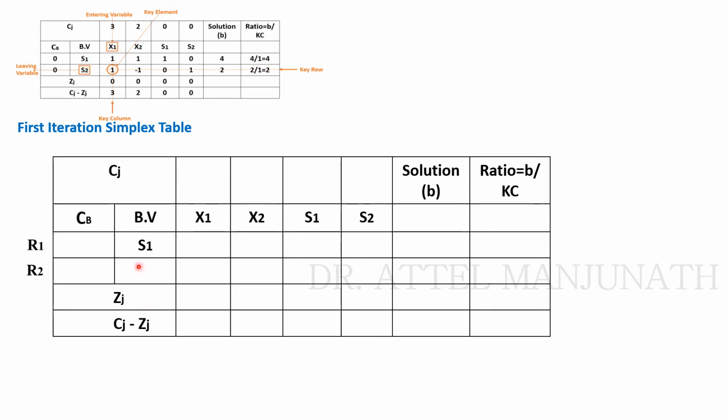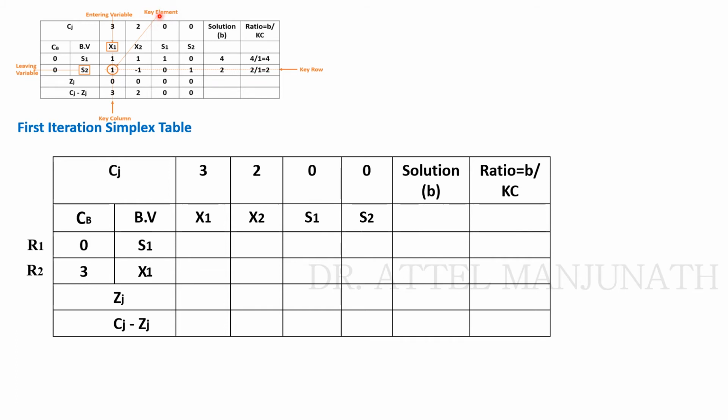So now we need to replace s2 by this x1 here. So now this becomes the entering variable for the first iteration, and s2 becomes the leaving variable. And now write down the coefficient value we have for x1 in the objective function. So here we have 3 as the objective function coefficient value for x1. Write down the 3 in the coefficient of basic variables.